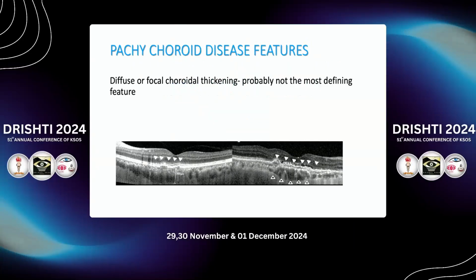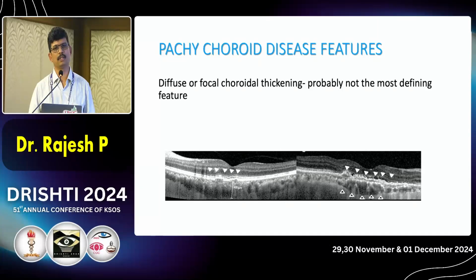So I will start with what are the features of pachychoroid diseases. Most of these patients have either a diffuse or focal thickening of the choroid, but this is not seen in all the patients. Not all patients with pachychoroid will have a choroidal thickening. So choroidal thickening is not one of the defining features of pachychoroid diseases.